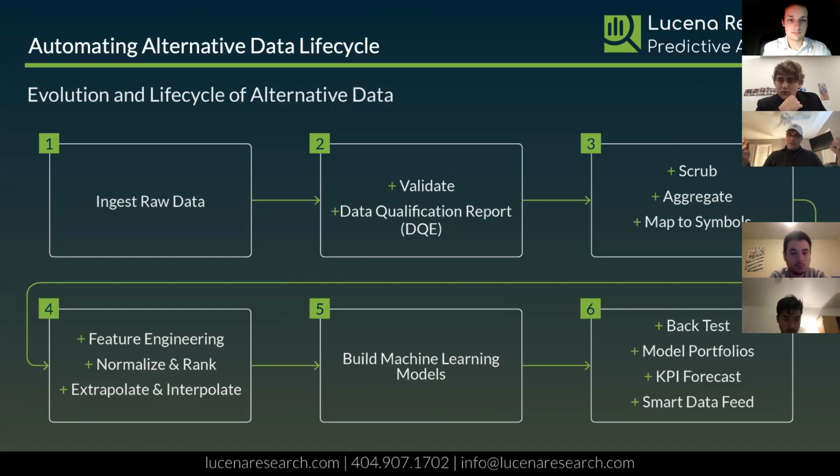Anyway, we have a pretty comprehensive process that we go through, our evolution of ingesting raw data, validating it through our platform. Of course, scrubbing, aggregating, mapping to symbology. How do you map data that's not necessarily as specific to a stock into a stock? For example, look at weather data. Weather can influence retail consumption. So how do you relate changes in weather patterns that can really influence consumer behavior habits in the retail sphere? So that's the kind of stuff you do with mapping to symbology.